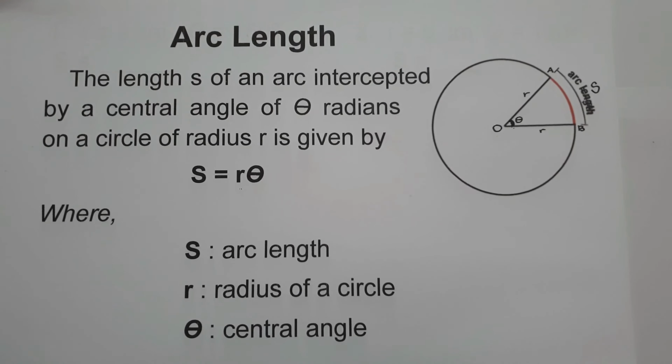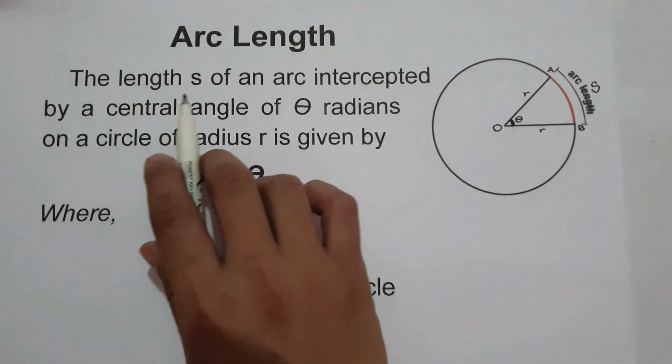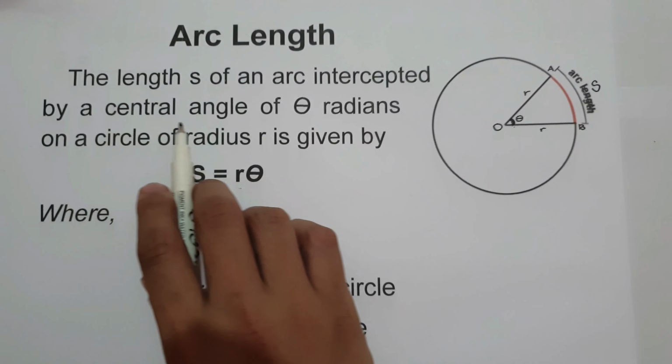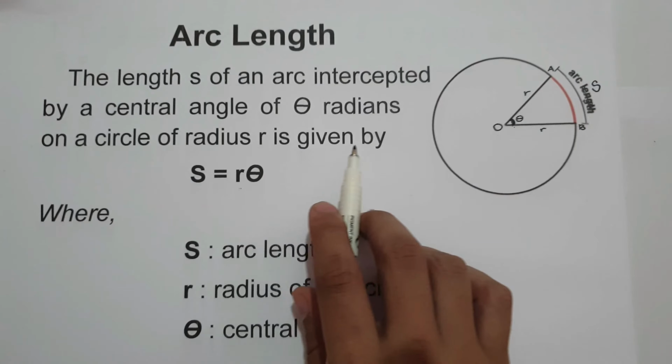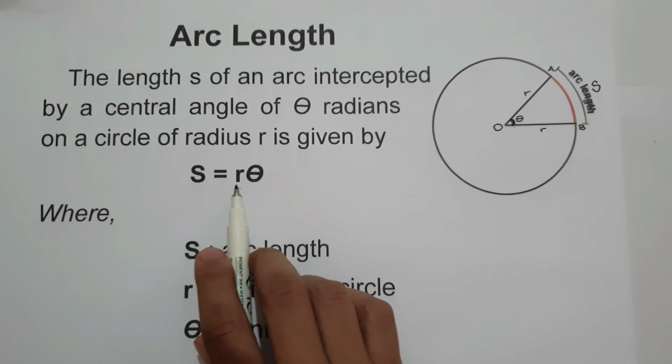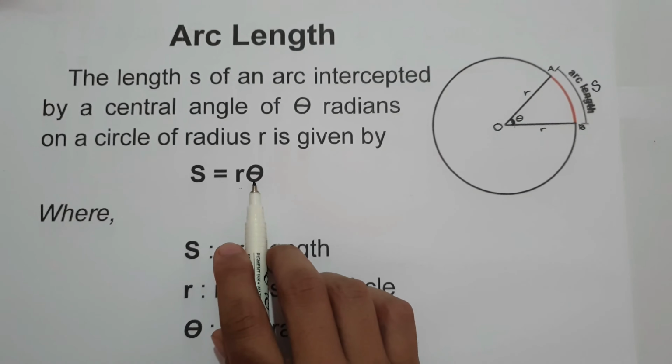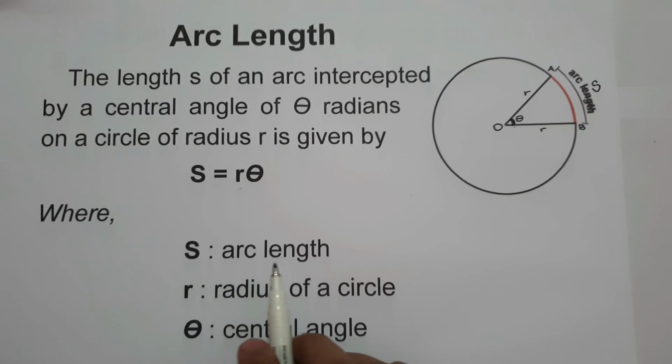In this video, we are going to talk about how to find the arc length of a circle. So when we say arc length, it is the length of an arc intercepted by the central angle of theta radians on a circle of radius r, given by S equals r times theta, where S is the arc length, r is the radius of the circle, and theta is the central angle.